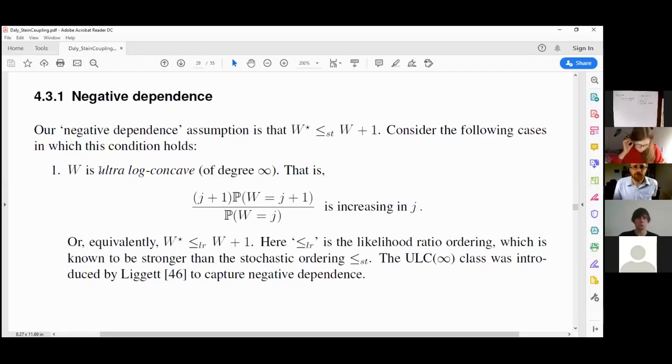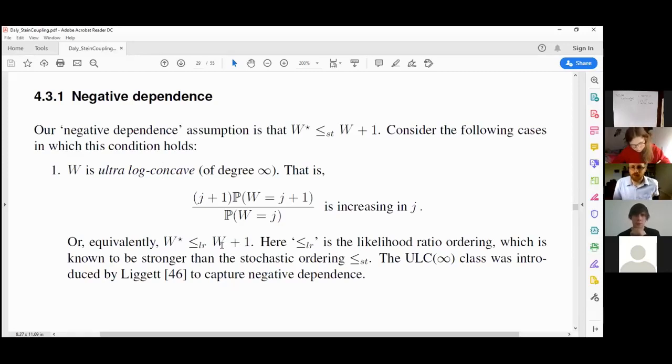So there's this notion of ultralog concavity, which Liggett introduces to capture ideas of negative dependence. It turns out to be equivalent, for those of you who are already familiar with these kinds of ordering things, and if you're not, then don't worry, this definition of ultralog concavity is equivalent to likelihood ratio ordering between the size bias version and the shifted version, which is stronger than stochastic ordering. Okay? So if you're familiar with stochastic orderings and you understand that sentence, then that's great.